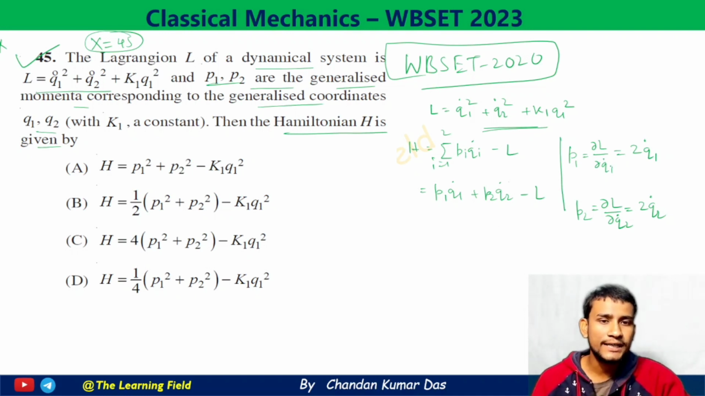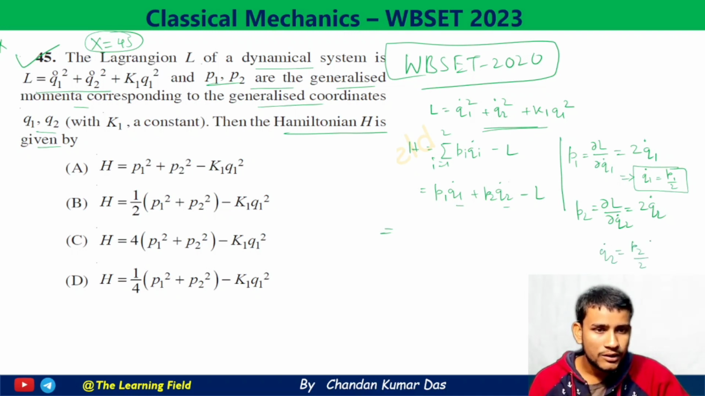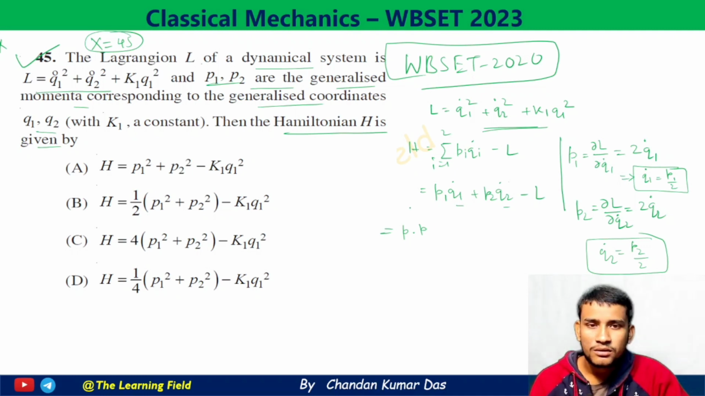That's why we change q1 dot and q2 dot in terms of generalized momenta. Before that we'll just put the values of L. So this is equal to p1, and just write together. From here we get q1 dot equal to p1 by 2 and q2 dot equal to p2 by 2. We just put them here.